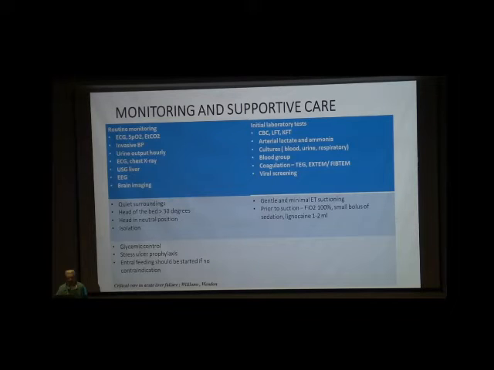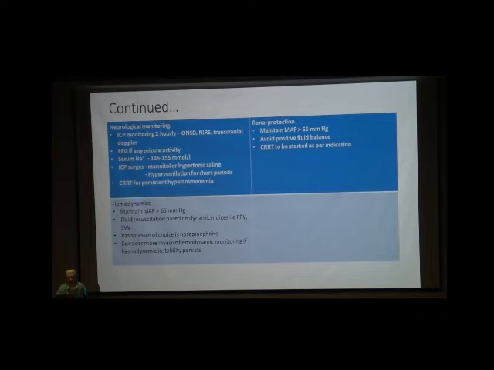Glycemic control: these patients are more prone to hypoglycemia. Most of the studies recommend to maintain the blood sugar levels between 140 to 180 milligram per deciliter. Stress ulcer prophylaxis should be started, and enteral feeding should be started if there is no contraindication. Coming on to the neurologic monitoring, ICP monitoring in the form of non-invasive monitoring should be done. ONSD, NIRS should be recorded every second hourly. EEG if any seizure activity. Serum sodium needs to be maintained in the range of 145 to 155 millimole per liter.